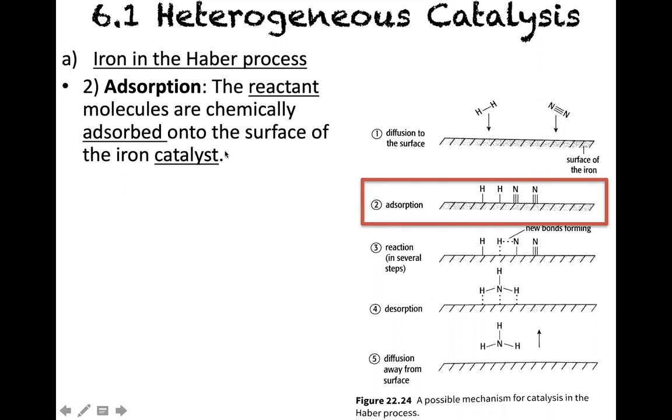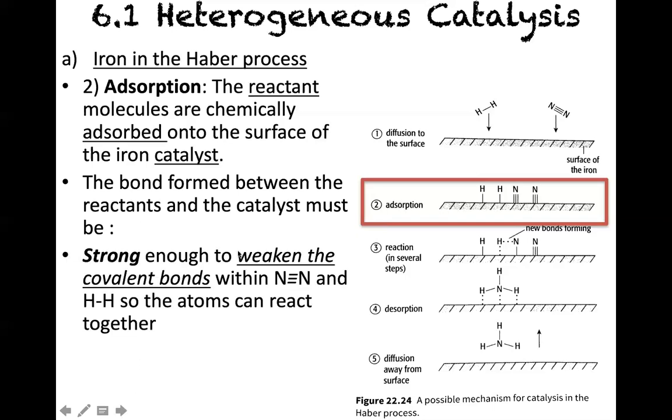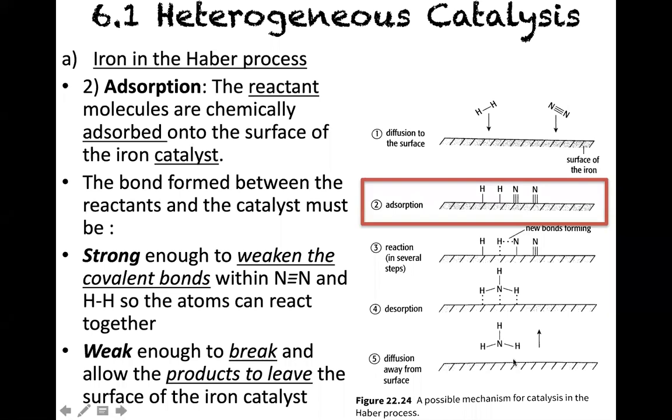How do these reactants stick? There's an attractive force called the intermolecular forces. So the intermolecular forces are what stick the reactants onto the surface. However, your intermolecular forces must be strong enough to weaken the covalent bonds within the nitrogen-nitrogen and hydrogen-hydrogen so the atoms can react together, but weak enough to break. So what do these two points mean?